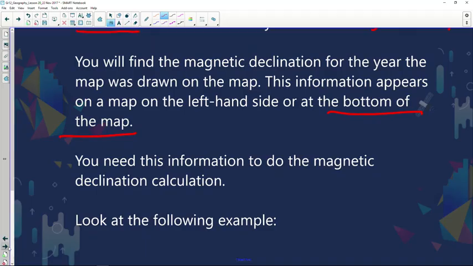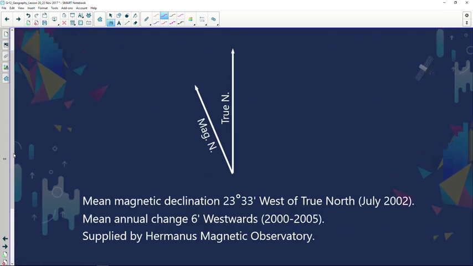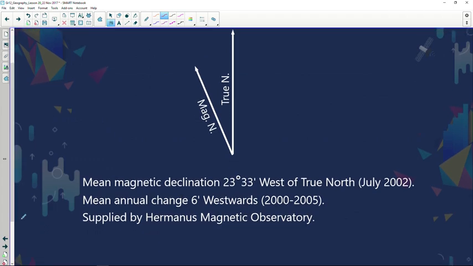Now, if you look at the example in the next slide, this is the exact same information that I just shown you on the pole map. It shows you two angles, true north and magnetic north. And we're going to discuss now why there's a magnetic north and true north. And then the information that we are going to use to calculate magnetic declination, it shows us the mean magnetic declination is 23 degrees 53 minutes west of true north. And that was when the map was drawn in July 2002.